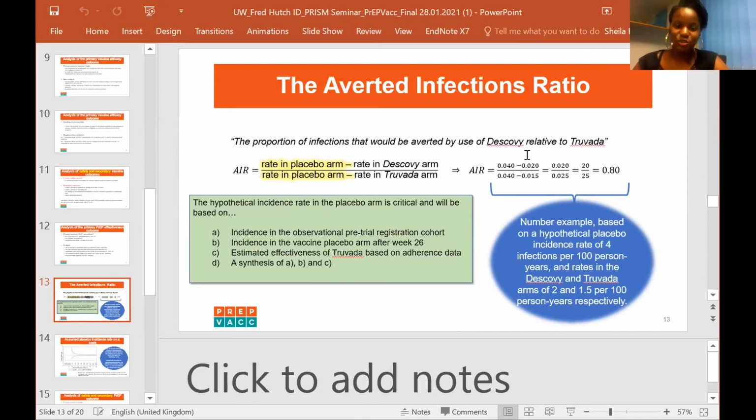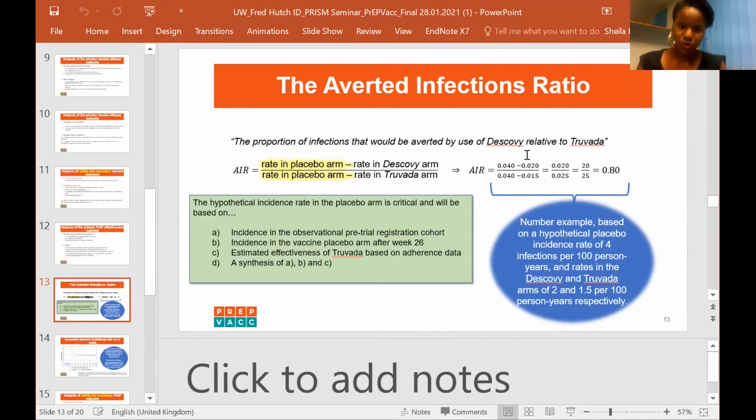The key thing about this ratio is it's using a rate in a placebo arm, and these are PrEP analyses, so obviously we don't have a placebo arm. However, the way we are estimating the incidence in this placebo arm, we're combining 3 different approaches. For one, we're using the incidence in the observational pre-trial registration cohort. Now, this bit is not as easy. We intend to use this alongside possibly propensity score matching, ensuring that the population we're comparing from the registration cohort is as similar as possible to this trial population. But of course, it's not a perfect science. We wouldn't have created an actual placebo arm, but it gives us an estimate.